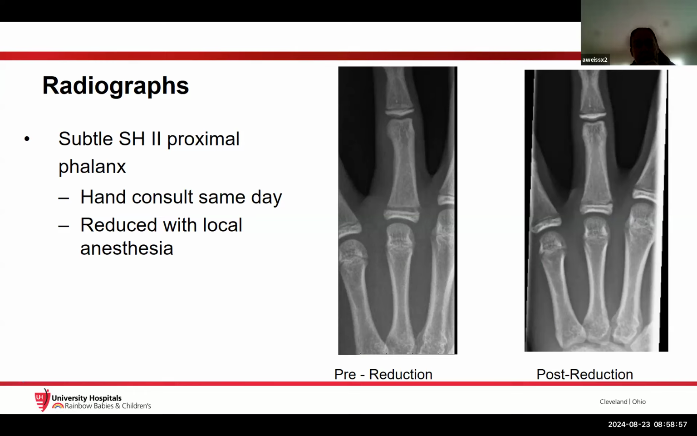I had one kid who, unfortunately, it was missed in the urgent care. They put him in a cast and told him to follow up in 3 weeks. Somebody took him out of the cast. The mom said, why is his finger still crooked? It's like, oh dear. So that kid ended up having to have an osteotomy to have his finger fixed.